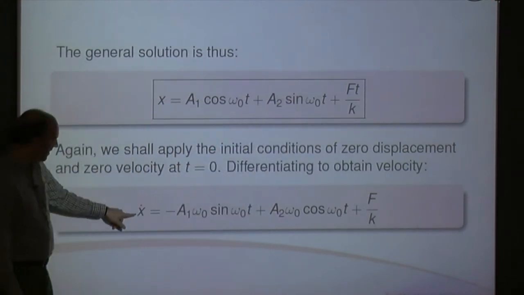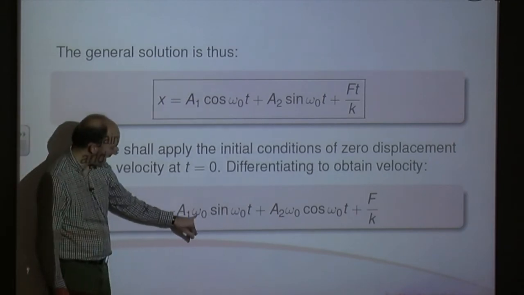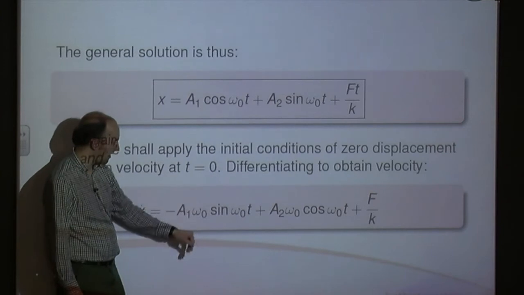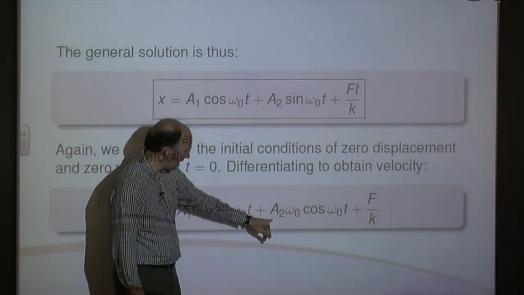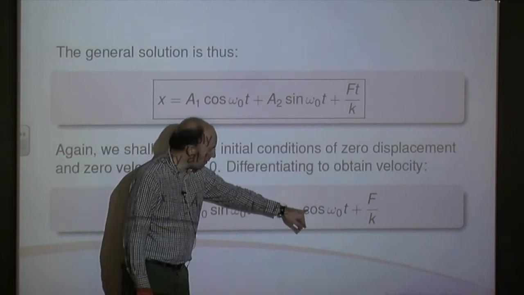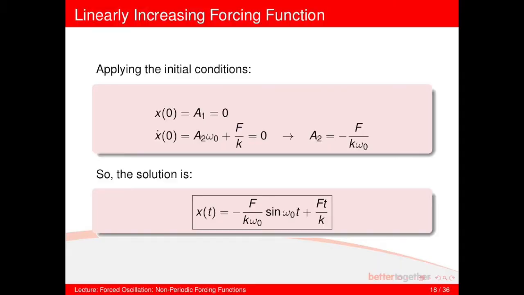But down here, if we take time as 0 for the velocity, we end up with A1 omega naught times 0, so that disappears. A1 was 0 as well, so that's doubly disappearing. A2 omega naught times 1 plus F upon k. So you can find out what A2 is. Applying initial conditions, A1 was 0, A2 is minus F upon k times omega naught. And so you can stick that into our general solution and you end up with this as your solution.